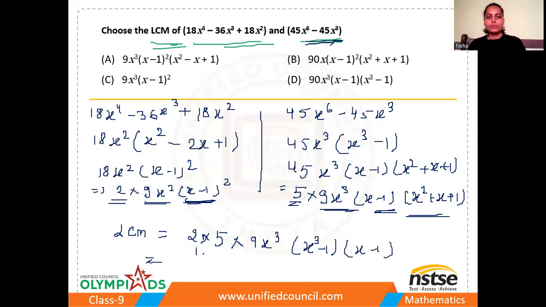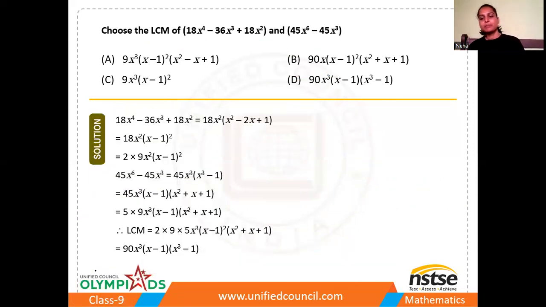So 2 into 5 is 10. 10 into 9 is 90. So this is 90x cube into x minus 1 into x cube minus 1. This is your answer, my dear student. 90x cube into x minus 1 into x cube minus 1. Yes, option B is the right answer. Perfect. So let me represent the complete detailed solution to this given question.